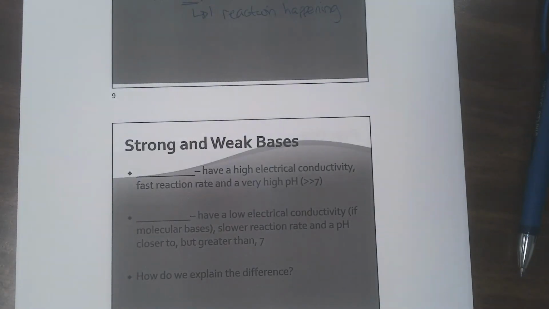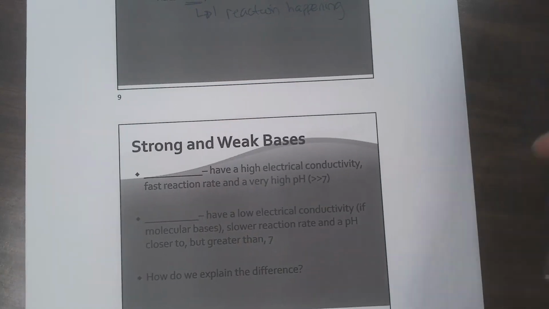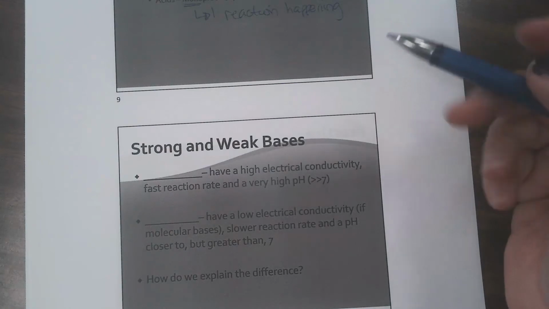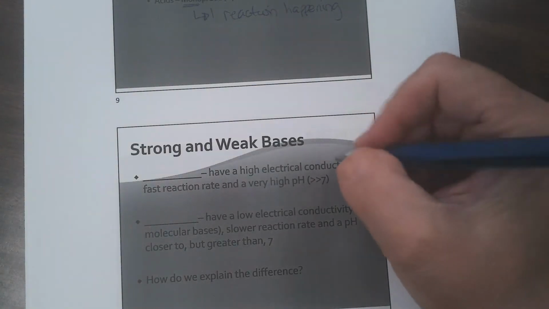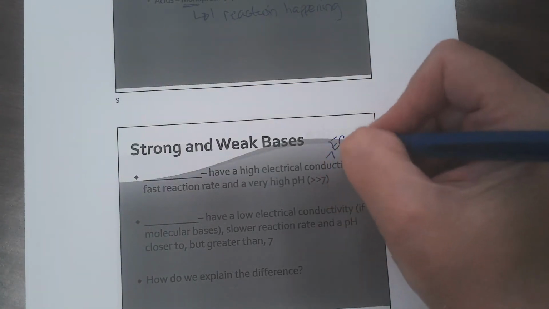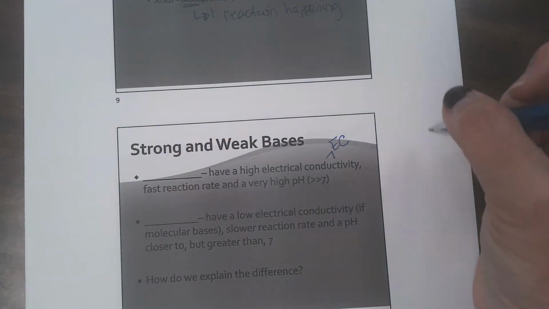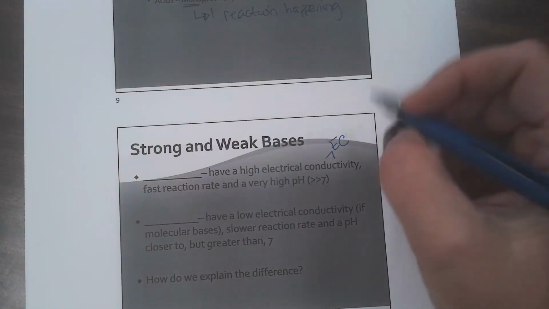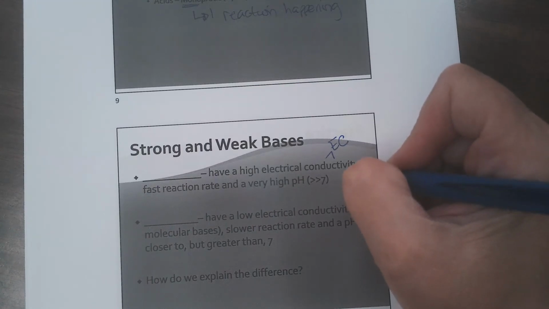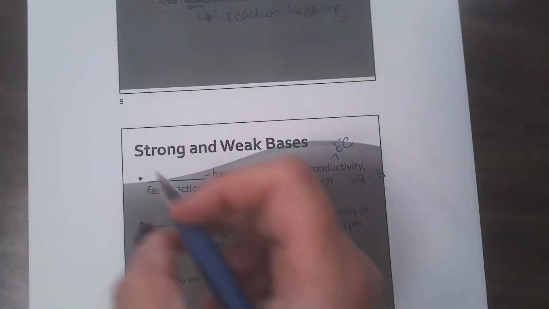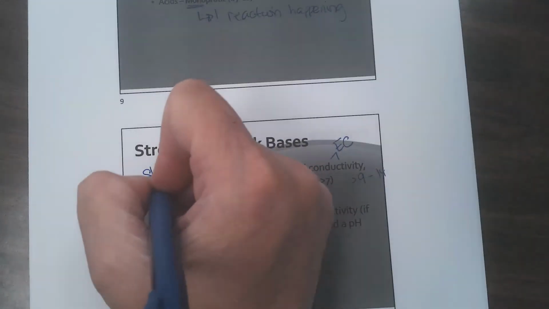Okay, strong and weak bases. Having a high electrical conductivity, so before we were just calling it conductivity, it's the same thing. The acronym for electrical conductivity is EC. A fast reaction rate and a very high pH, so definitely greater than 9, greater than 9 up to 14. These are what we're going to call strong bases.